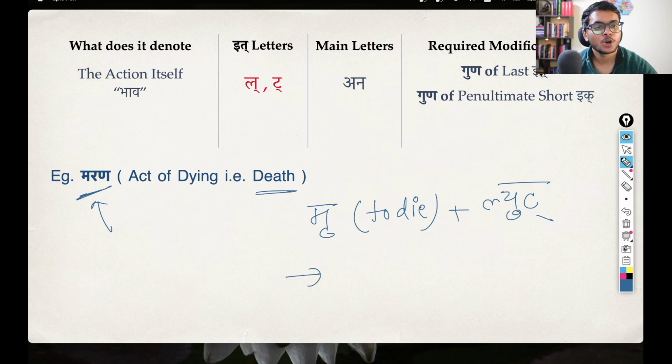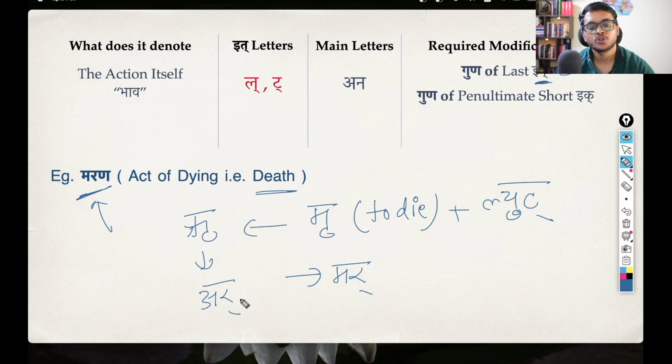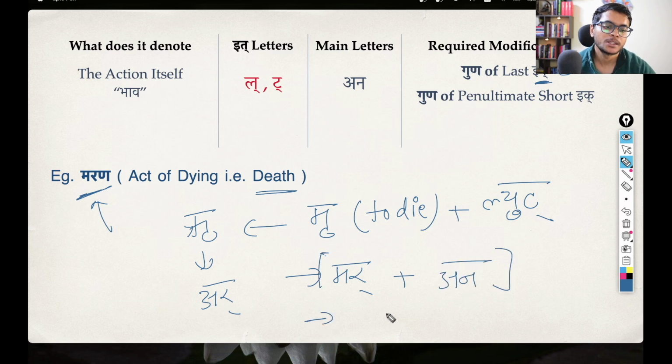Again, we will check if any modification is possible. So guna of last ik. Okay, this is possible. Because for this mri, we have this ri as the last swara. And this belongs to this ik pratyahara. So the guna will happen. So mri, this will change into mar. Why? Because again, the guna of ri is, I hope, by this point you all remember these things. So the guna of ri is ar. So mri changes into mar. And then from lut, we get the main content ana. And now pay attention that when we combine them together, we get the pratipadika marana.